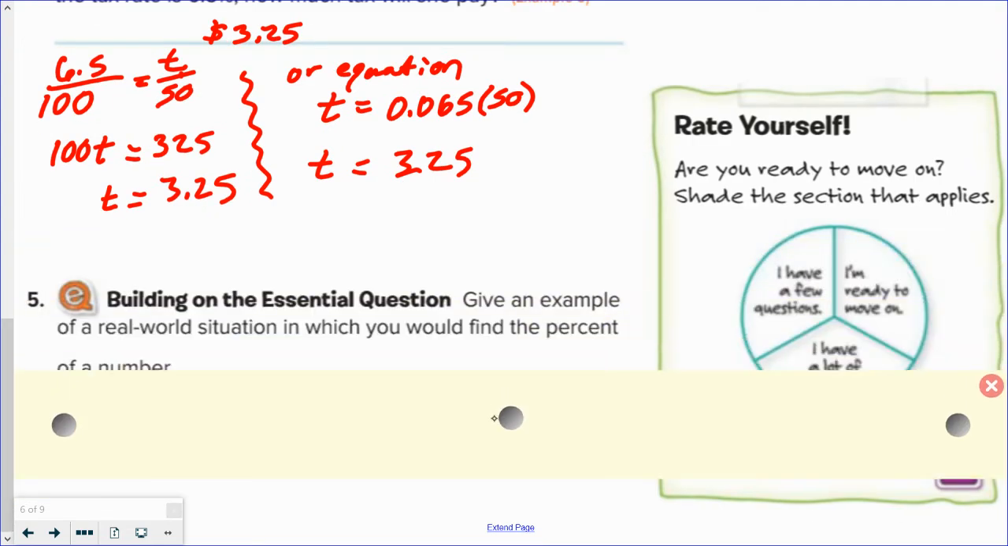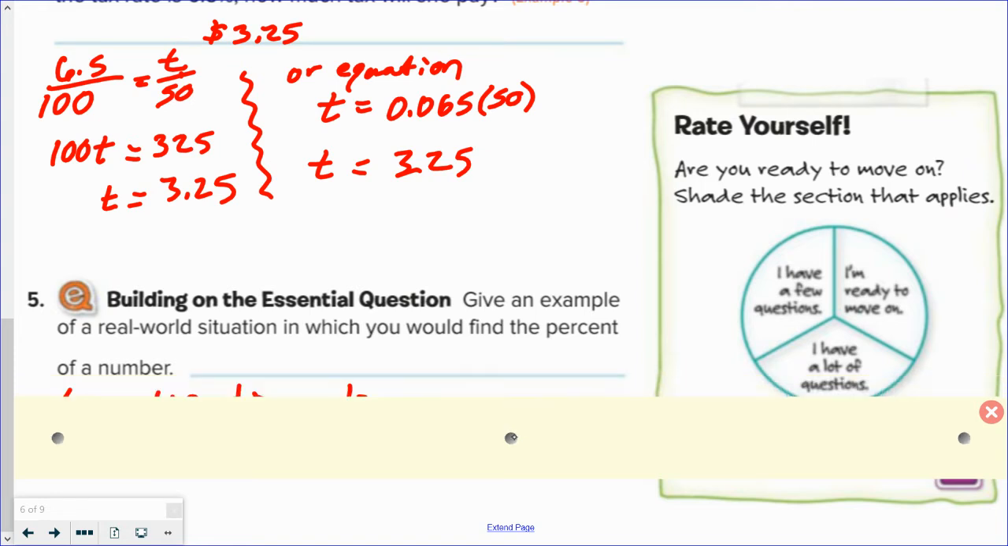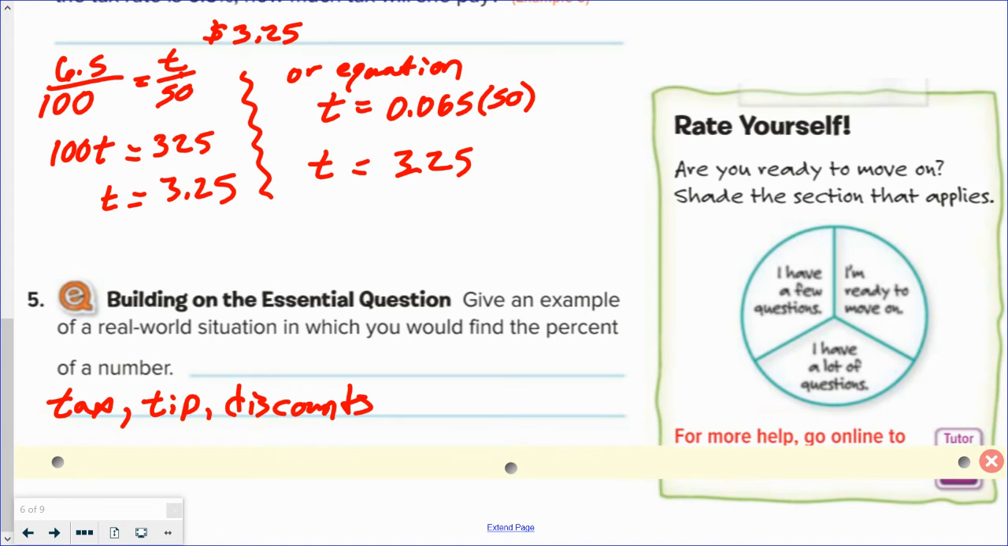Okay. Give an example of a real world situation in which you would find a percent of a number. Times that we are always having to find a percent of a number: taxes, tips, discounts. Those are all everyday life situations where you are going to have to deal with percents. If you go to the clearance rack, if it's 30% off, how much are you actually saving?